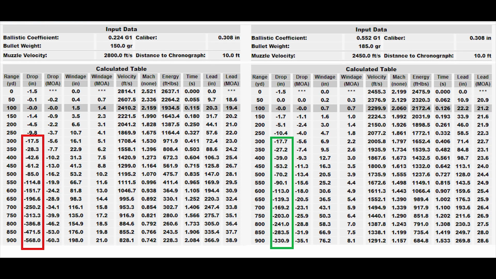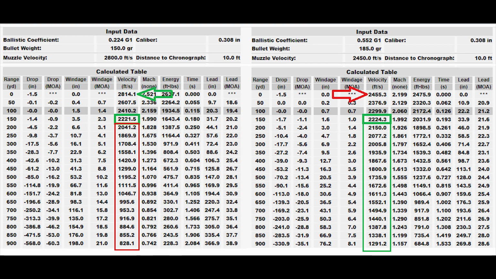What about drop? The 30-06 does win this race and is actually flatter to about 300 yards. But beyond that, the higher BC round out of the 308 takes the lead, even though it had a slower muzzle velocity. What about velocity? The 30-06 has the lead only to about 150 yards. After that, the 308 with the .552 BC round takes the lead and walks away with it all the way out.